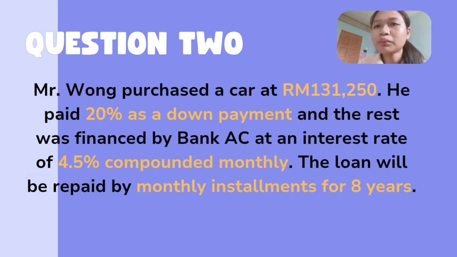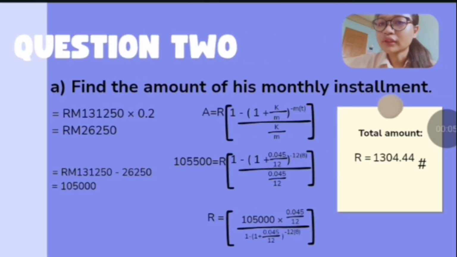Mr. Wong purchased a car at 131,250. He paid 20% as a down payment, and the rest was financed by Bank AC at an interest rate of 4.5% compounded monthly. The loan will be repaid by monthly installments for 8 years. Question 2. Find the amount of his monthly installment.